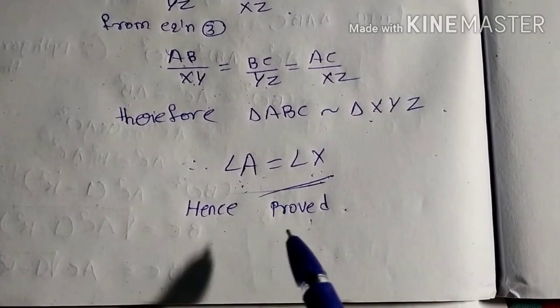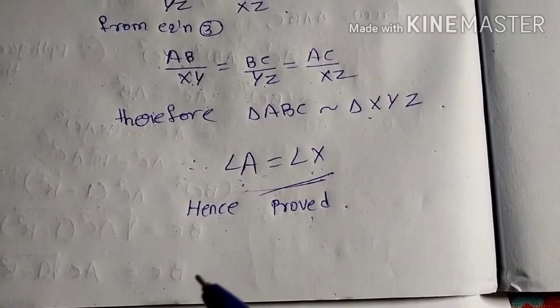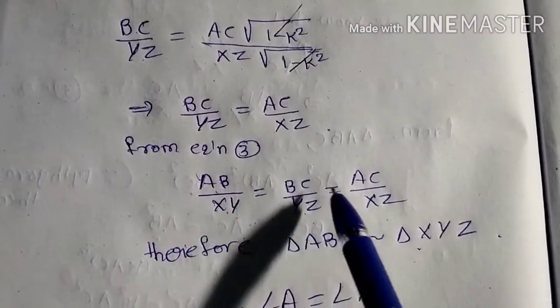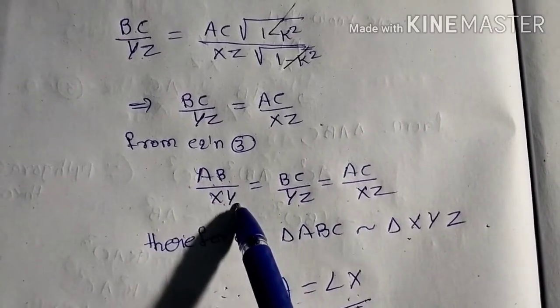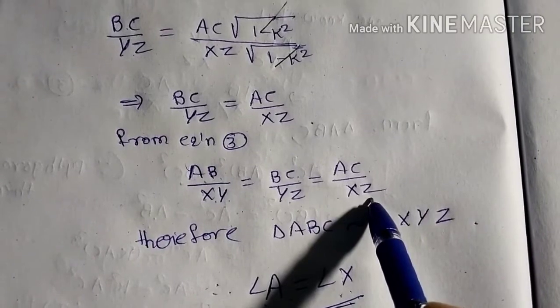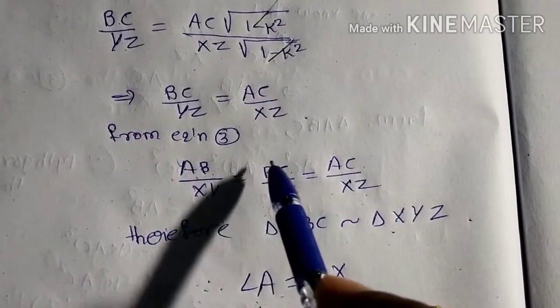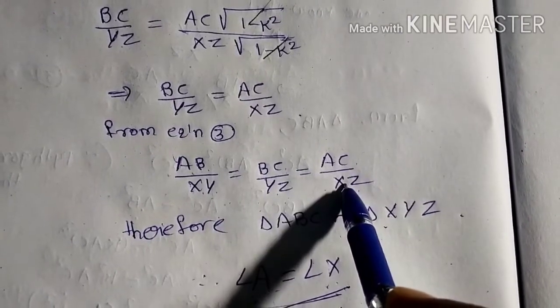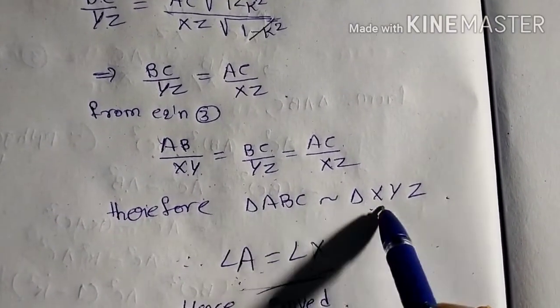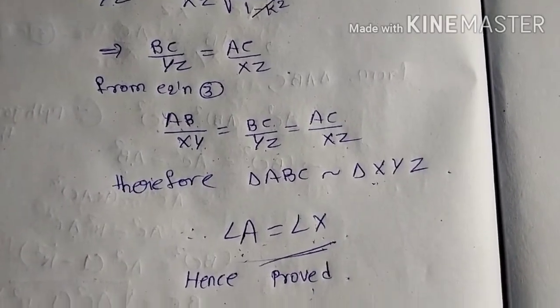In that question they are asking, just prove that angle A is equal to angle X, so that your solution is completed. Even though it is a lengthy problem, once you try to understand the concept, you can prove it. AB by XY is equal to BC by YZ is equal to AC by XZ. That means all the corresponding sides ratio will be equal. If you are proving that, then you will get the two triangles are similar, then you will write angle A is equal to angle X.